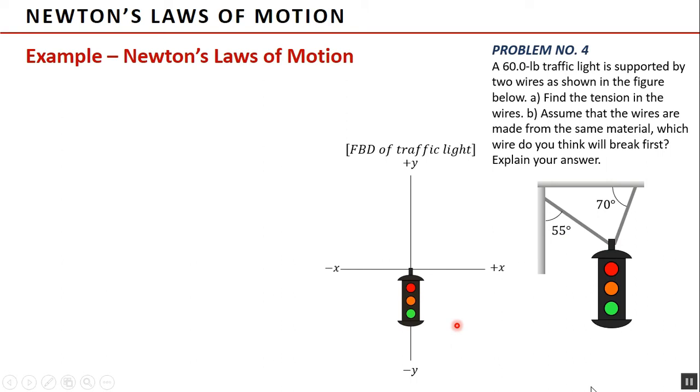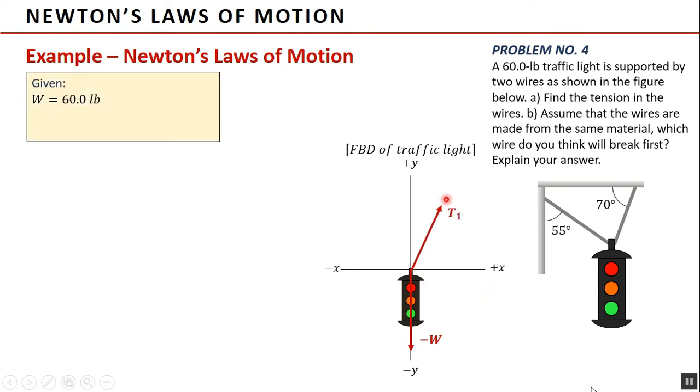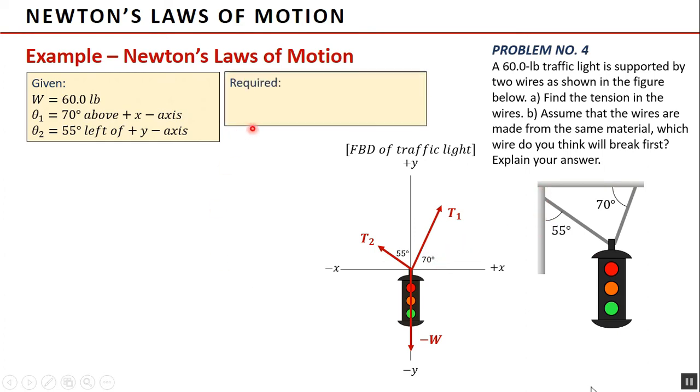We draw x and y axis. We put here the traffic light. Then we indicate the forces acting on the traffic light. The vertical weight of the traffic light, which is 60 pounds. We have tension T1, measured 70 degrees above plus x-axis, since from this figure it is measured from horizontal. And this tension, T2, is measured 55 degrees left of plus y-axis, because from the figure this wire is measured from vertical. Again, we are asked to solve for the tension in each wire, T1 and T2.